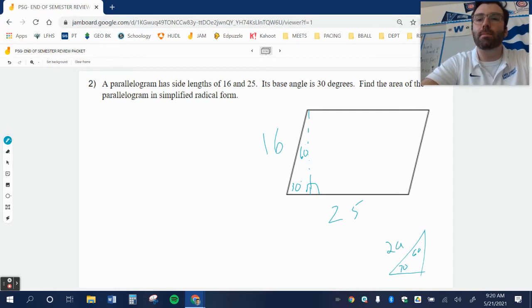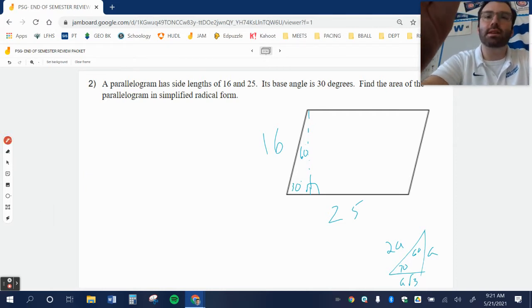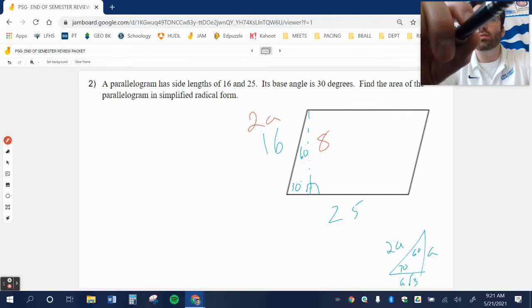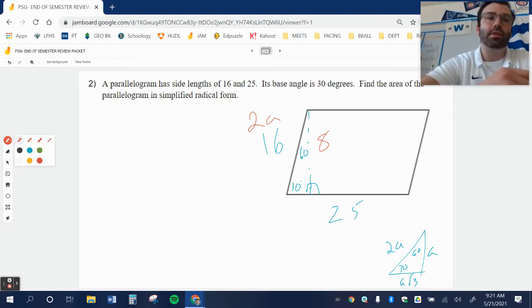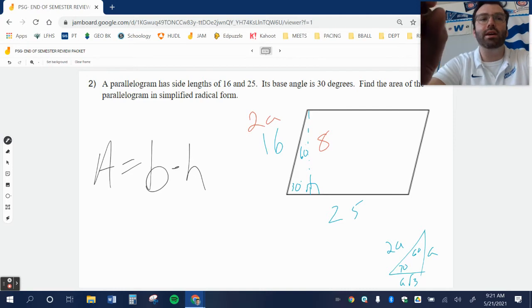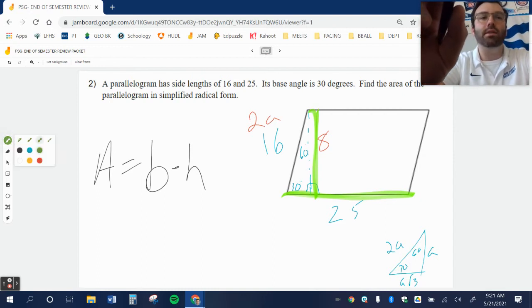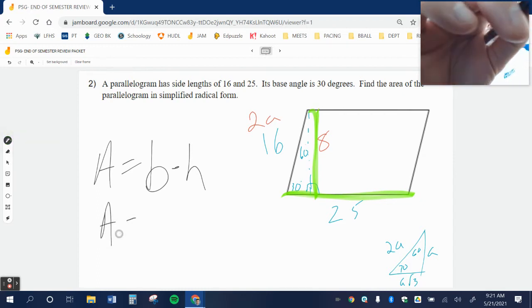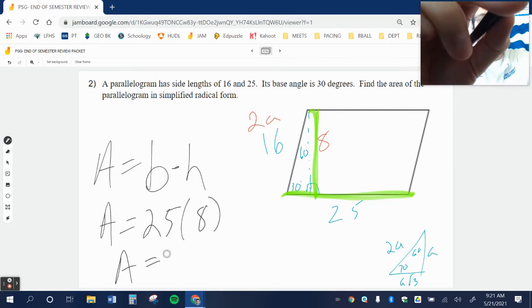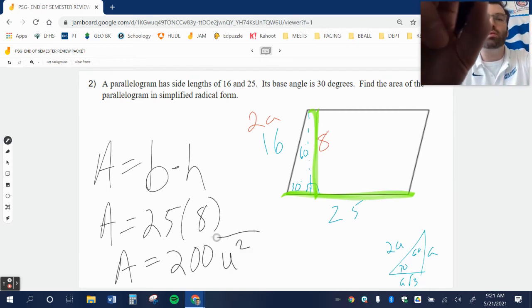Remember, we have 2a, a root 3, and a. That means this 16 is our 2a side, so a equals 8. This side has to be 8 because it's across from our 30 degrees. The area of a parallelogram is base times height. The base and the height have to form a right angle, so here's my base, here's my height. A equals 25 times 8, so the area equals 200 units squared.